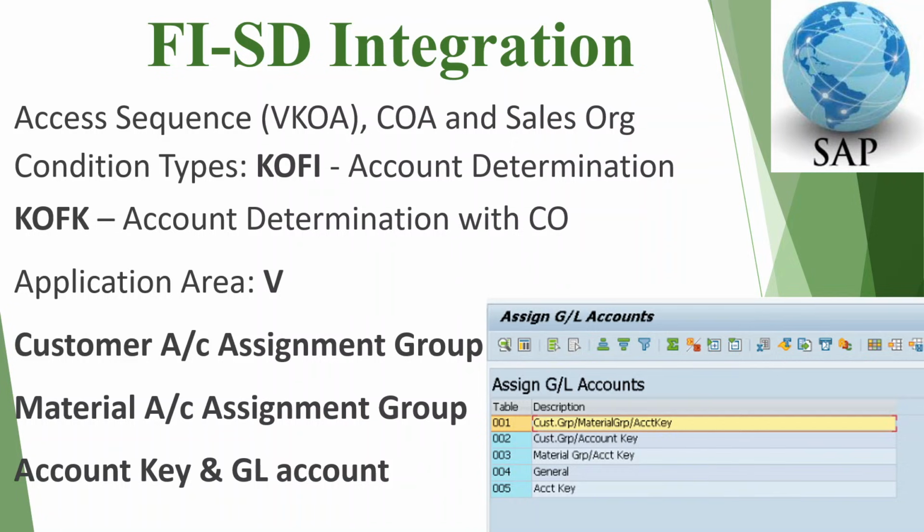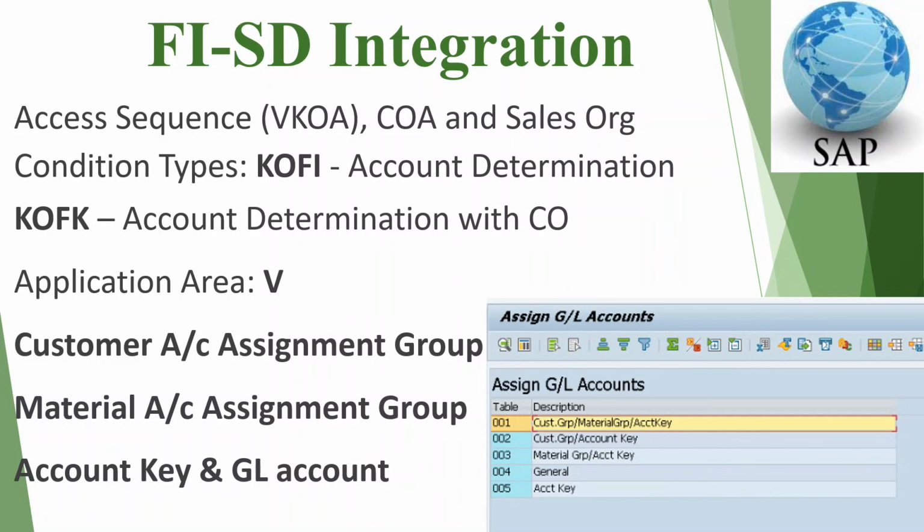So what is FISD integration all about? FISD integration is all about your access sequence which is maintained in the VKOA transaction: chart of accounts, sales org. Remember, there are two types of condition types available in the SAP standard system, though you can have your own condition types as well. People created like COFI, which is for account determination from the finance side, and KOFK, which is for account determination with controlling. Application area is V, and then we also have customer account assignment group, material account assignment group, account key, and GL account. Put together, all these things make your access sequence work in the VKOA transaction.